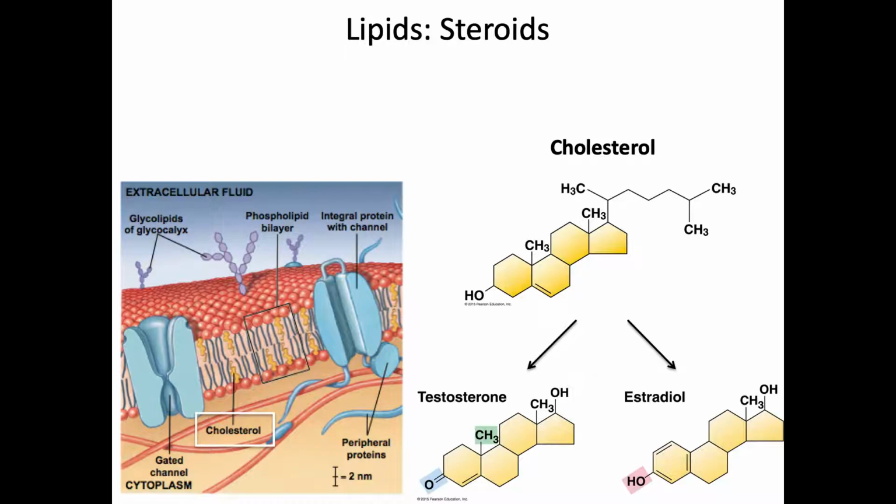The last type of lipids we're going to talk about are steroids. An example of a steroid is cholesterol. We've seen cholesterol. We know what cholesterol is.